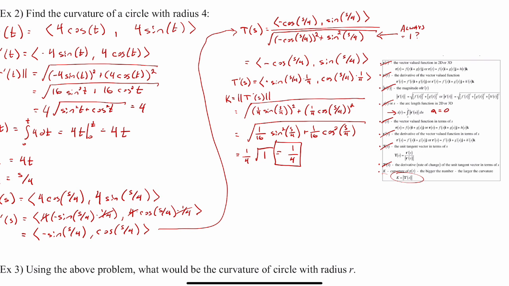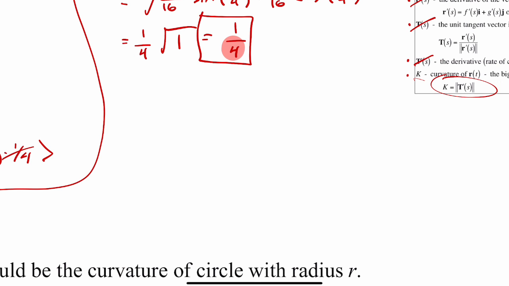You might notice something here. We started off with a circle with a radius of 4. We ended up with the curvature of 1 over 4. That is not just a coincidence. In general, if you have a circle with any radius r, your curvature is going to be 1 divided by the radius. So if we have a circle with a radius of 5, then the curvature for that circle would be 1 over 5.